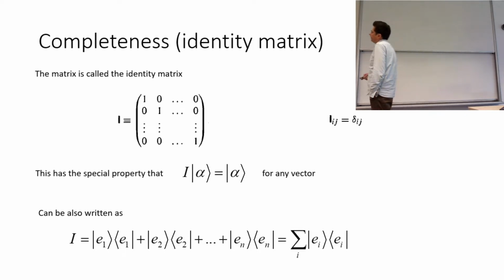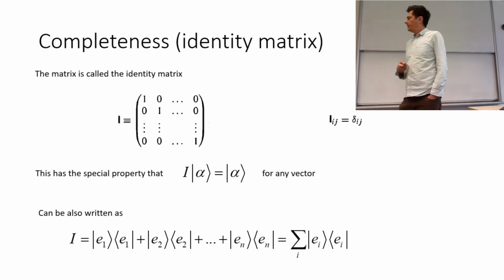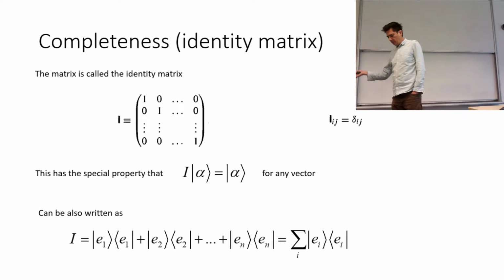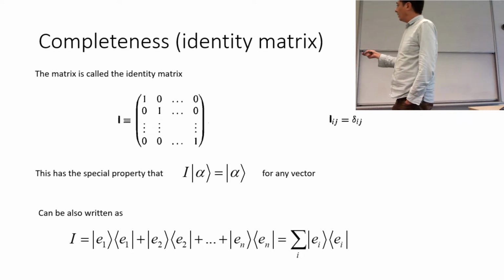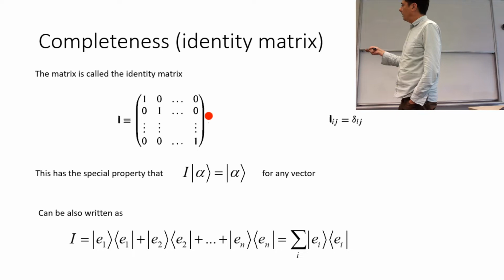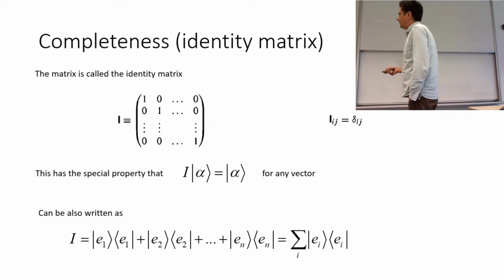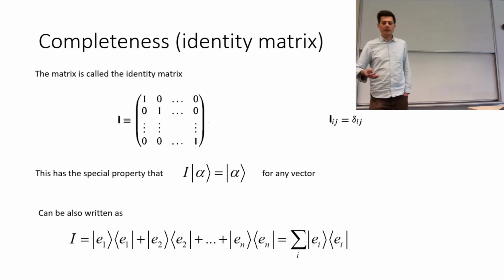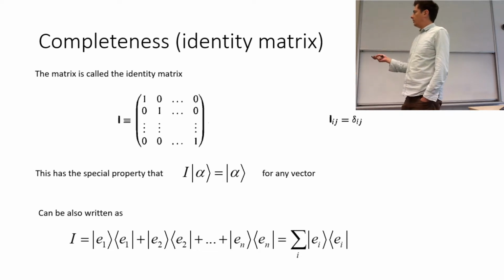All right. Now, there's a special matrix called the identity matrix. Conceptually, it's very simple. It's the matrix with all ones in the diagonal and zeros elsewhere, and it has a special property that it gives back the same vector no matter what vector you give it. So, if you multiply I by any vector alpha, you always get alpha. Now, it's pretty obvious that it does that.